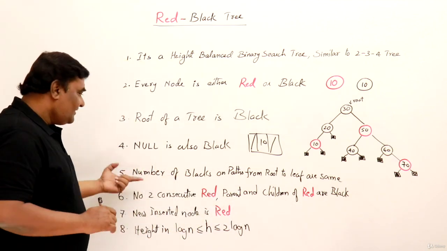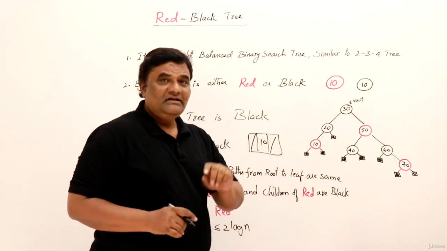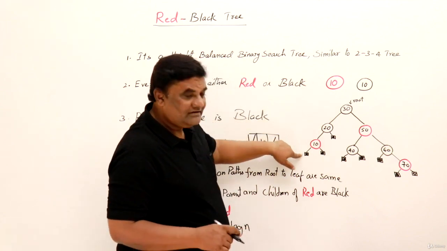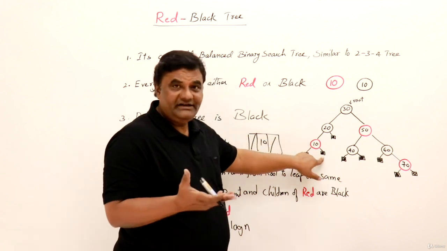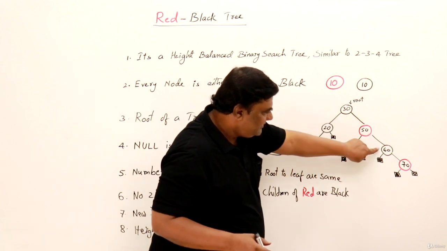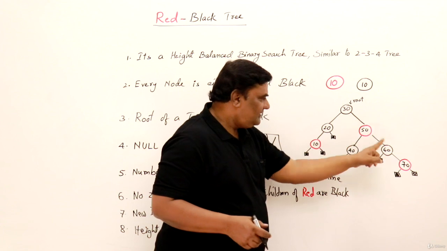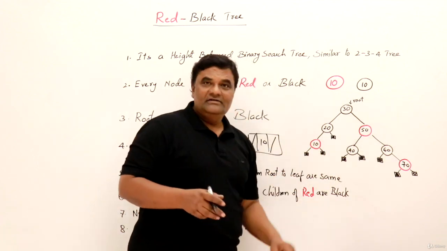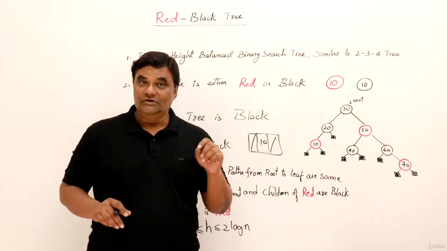Now next thing, number of blacks on the paths from root to leaf are same. Let us count black nodes. 1, 2, 3. These are 3. Go along this path: 1, 2, 3. Let us go in this direction: 1, 2, 3. Again, 1, 2, 3. Every path gives 1, 2, 3. So in every path you go, you should have same number of black nodes.